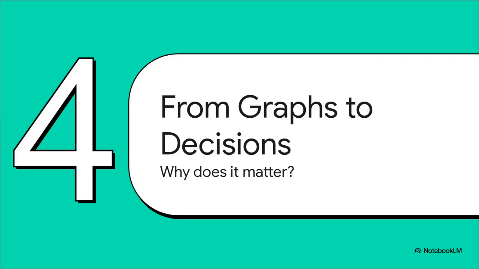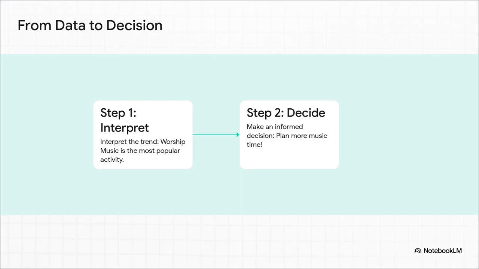Okay, so what? We found a trend. Big deal, right? Well, yeah, it is a big deal, because this is where the magic happens. This is where we go from just looking at a graph to making smart decisions in the real world. And it's a super simple but really powerful two-step process. Step one, interpret the trend. Pretty easy here. Worship music is the most popular thing. Step two, make an informed decision based on that trend. So for example, you might plan more time for music to really get everyone engaged. See? Data to decision. Simple.